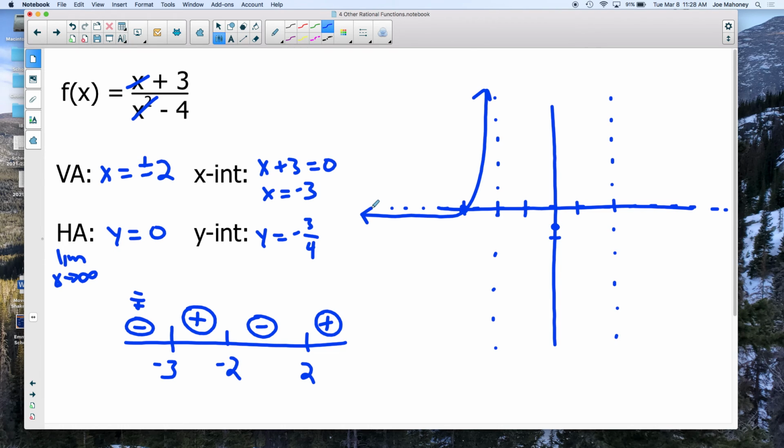And then let's see, that makes sense between negative 3 and negative 2, it's positive. From negative 2 to positive 2, though, I'm negative. So I got to follow the asymptote, go through the intercept, follow the asymptote. Wild stuff. And then outside of x equals 2, I'm going to go here. That's pretty cool.